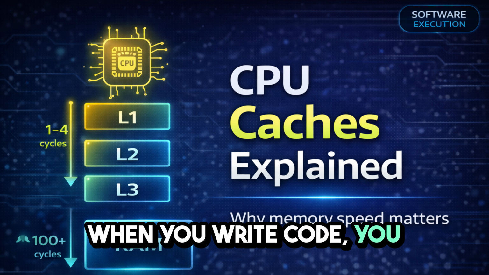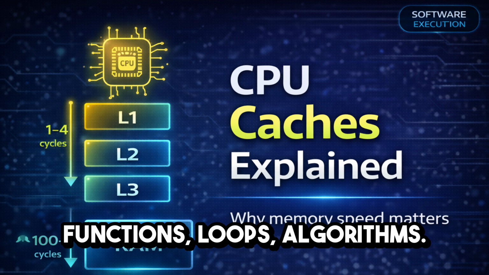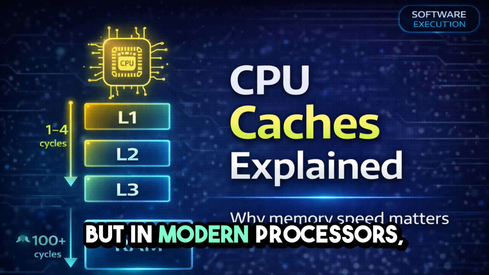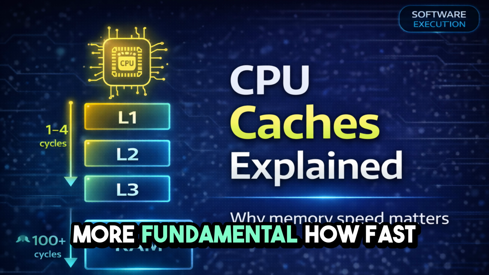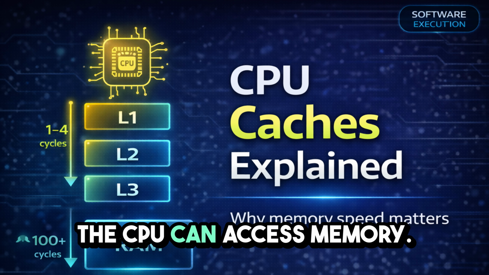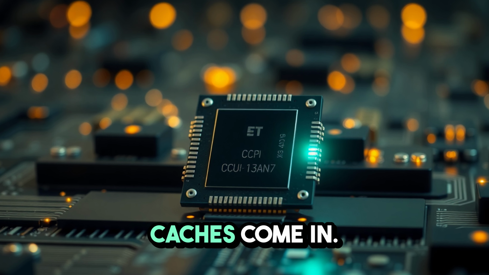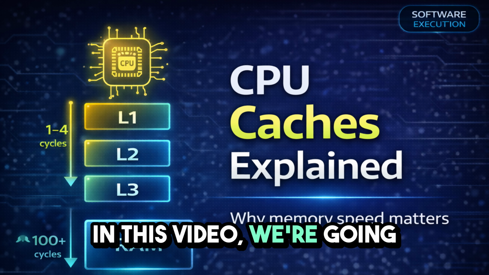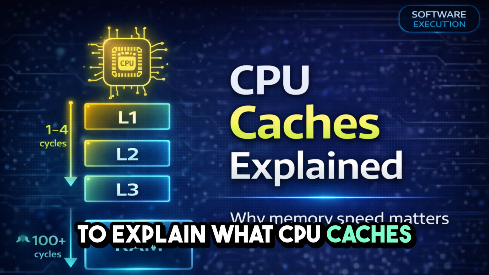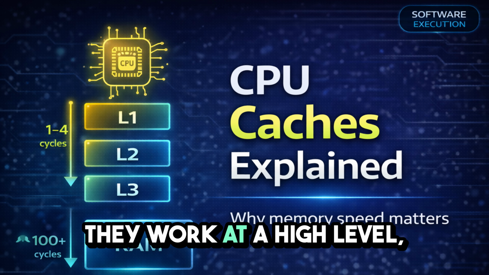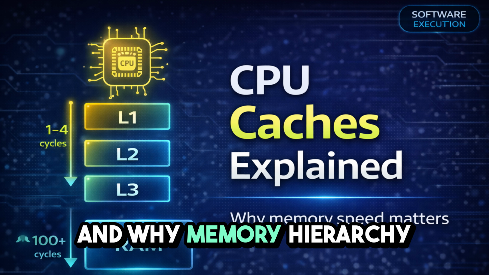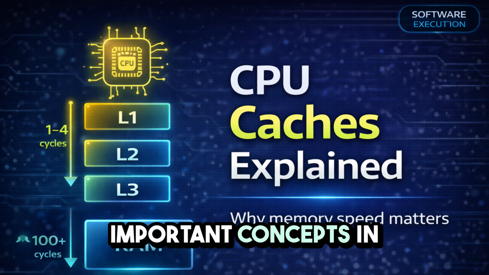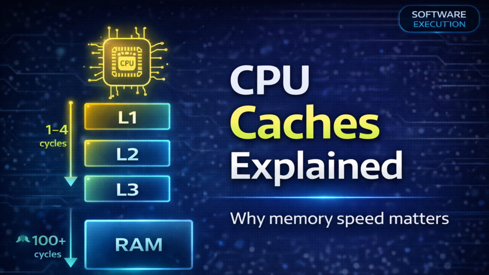When you write code, you usually think about logic, functions, loops, algorithms, but in modern processors, performance is often determined by something much more fundamental: how fast the CPU can access memory. And that's where caches come in. In this video, we're going to explain what CPU caches are, why they exist, how they work at a high level, what L1, L2, and L3 mean, and why memory hierarchy is one of the most important concepts in software execution. Let's begin with the core problem.